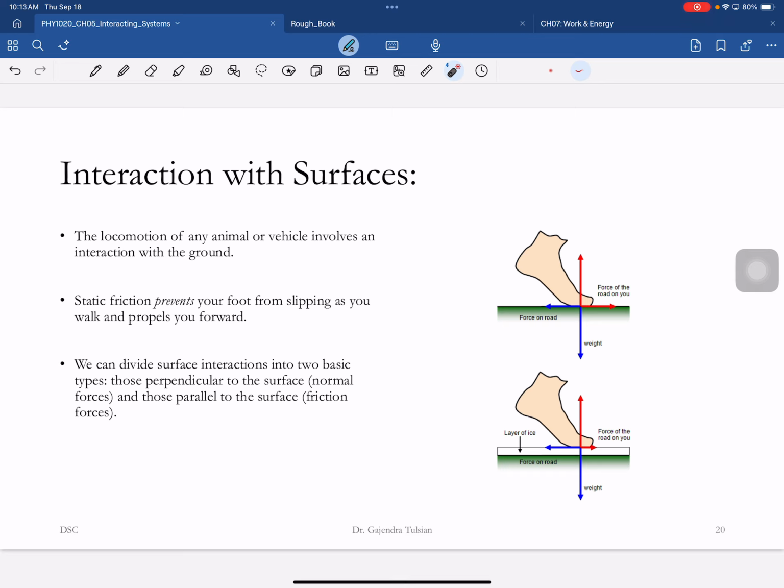You guys might have seen this. Have you seen drag racing? In drag racing, you're trying to cover a quarter mile as fast as possible. The track is sticky, the tires are sticky, everything's sticky. So before they go on their quarter mile, they burn their tires, eat them up, to make them stickier so you can have a greater friction force. And I'll tell you exactly what they're trying to do in a second. So surface interactions are of two basic types: perpendicular to the surface, the normal force, and those parallel to the surface, friction forces.